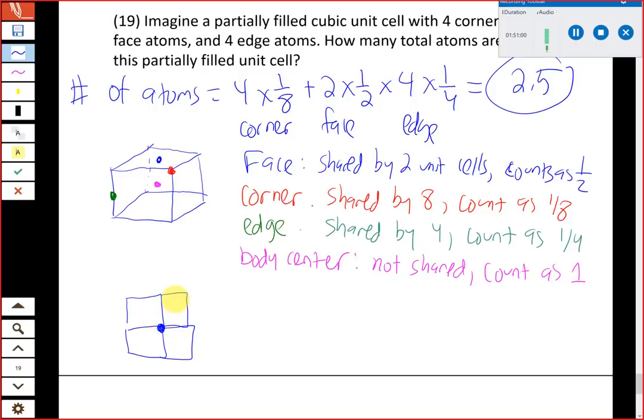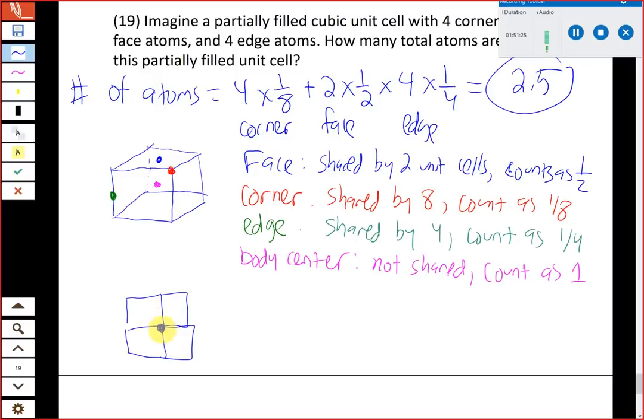So when you stack cubes together, if you have blocks at home, or more likely if you have younger siblings or kids of your own that have their own cubic blocks at home, you can play with them. It's sort of a good visualization for this. If you stack cubic blocks together in all directions, each corner is going to be shared by 8 different blocks, or 8 different cubic unit cells in the context of chemistry.